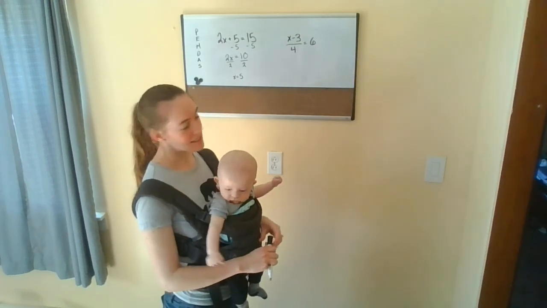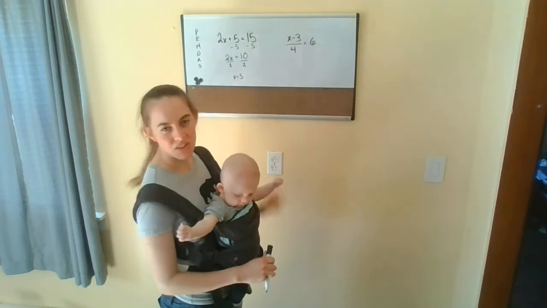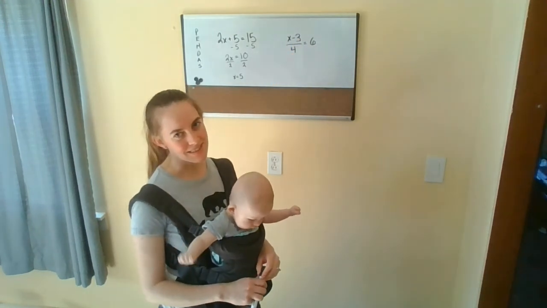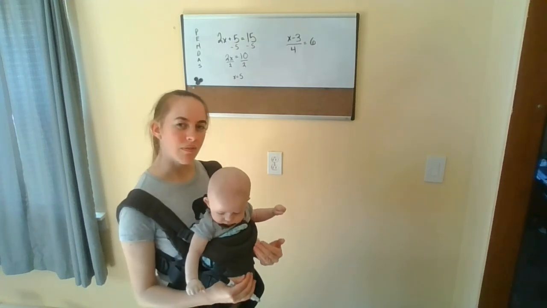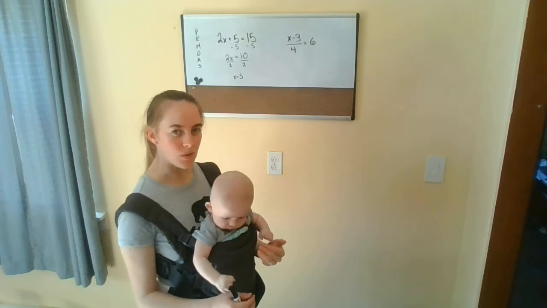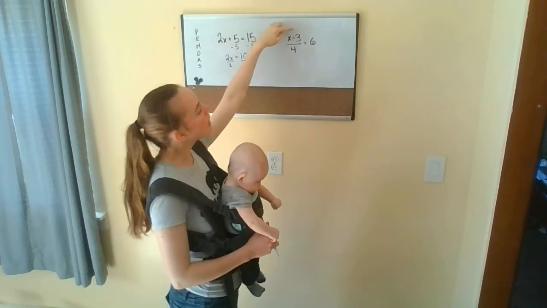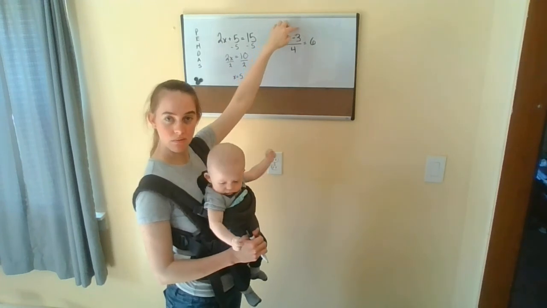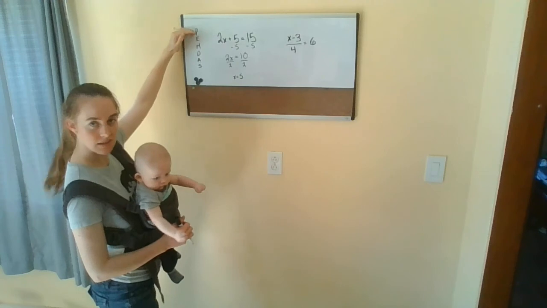And if I plug 36 back in, 36 minus 3 is 33. 33 divided by 4 is not 6. So what's going on here? Well, think about how you would evaluate this side of the equation if you knew what x was. If I knew what x was, I would actually subtract 3 first because the top of the fraction acts as a grouping symbol. So it's like doing parentheses.